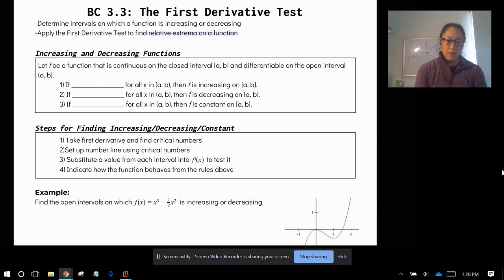So we know that if the function is continuous on a closed interval and differentiable on that open interval, then if f prime of x, the derivative of x, is greater than 0, then all x values are going to be increasing on that interval. Then if we have f prime of x less than 0, so if the slopes are less than 0 on the original function, then we know that the function is decreasing. And if f prime, which describes the slopes of the original function, is 0, then we know that the slopes are constant.